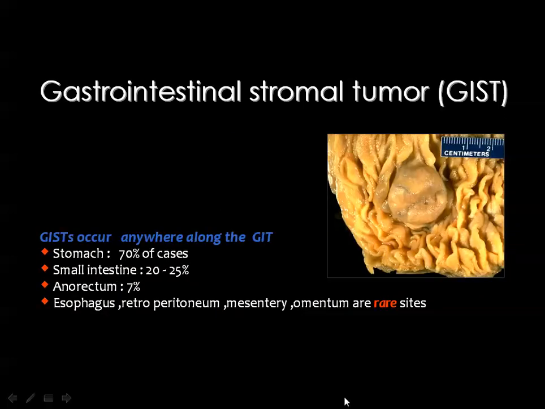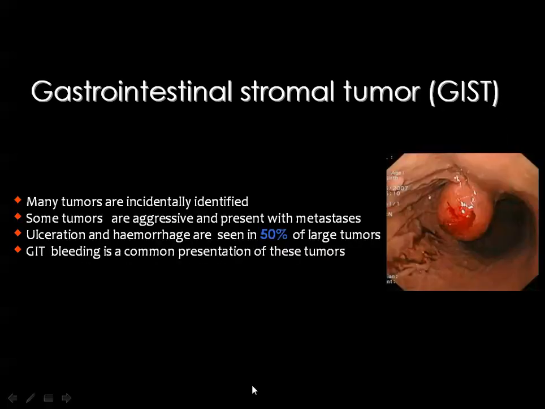And the GIST tumors generally occur with these percentages across the gastrointestinal tract. The most common site is the stomach, representing about 70% of cases. The second is the small bowel, 20 to 25% of cases, and the anorectal area, about 7% of cases, while the esophagus, retroperitoneum, mesentery and omentum are considered rare sites for GIST tumors.